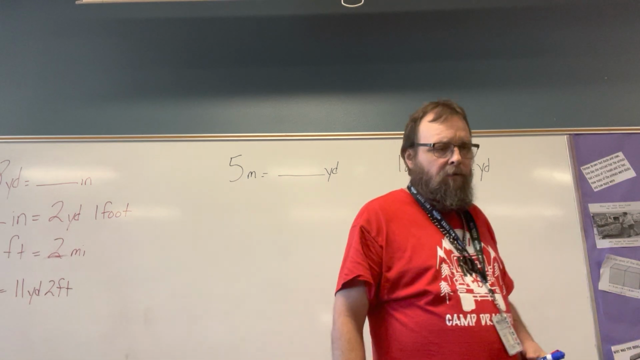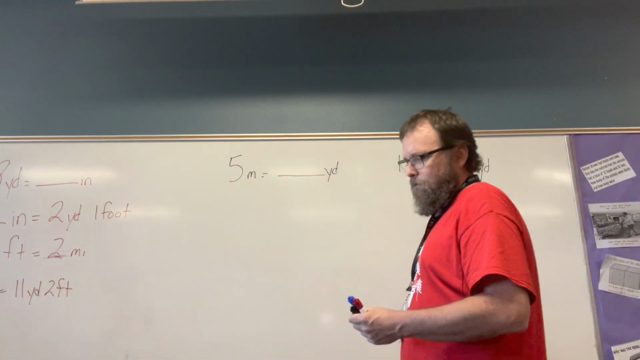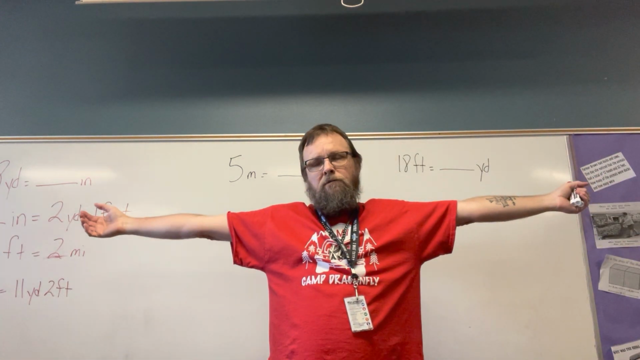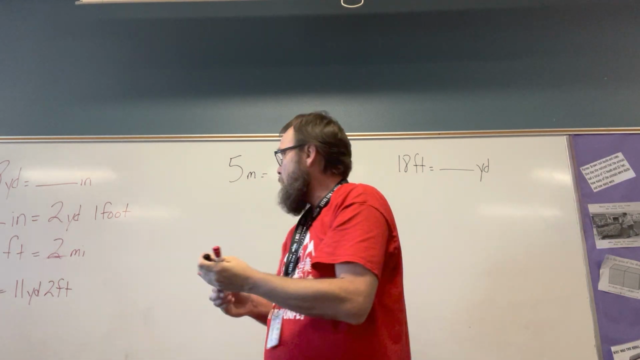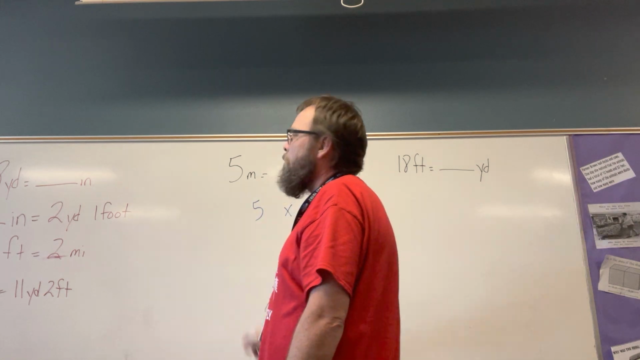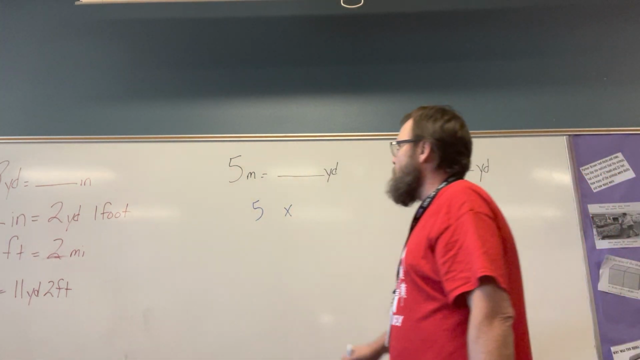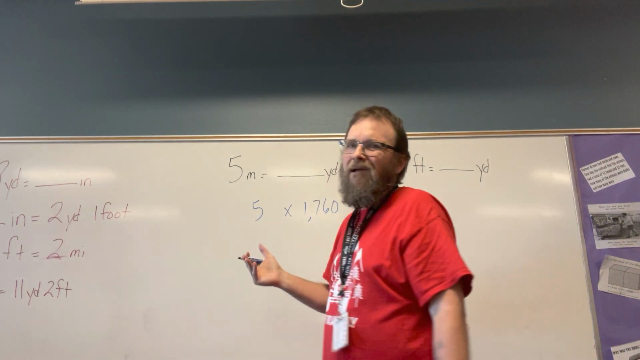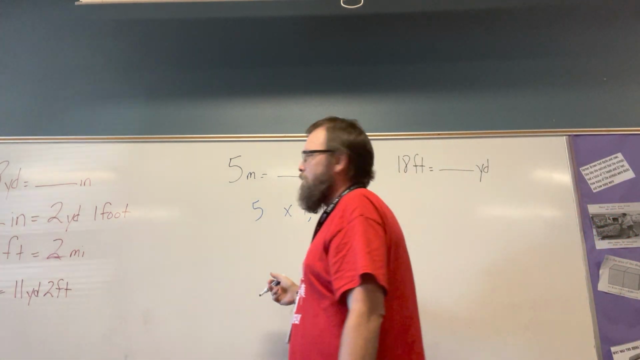Length. We're going to start off with 5 miles equals how many yards? Well, since we're going from miles to yards, that means we multiply. We multiply the number of miles we have by the number of yards in 1 mile, which is 1,760. The customary system stinks because I actually have to do the math instead of just moving the decimal point.